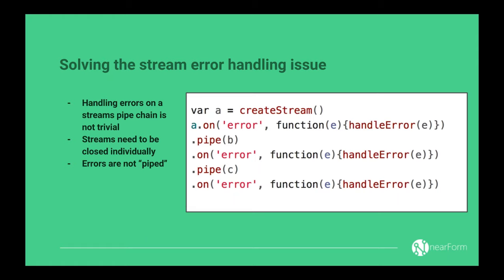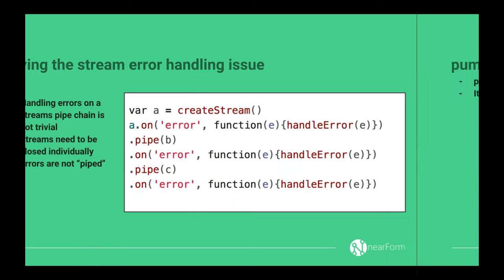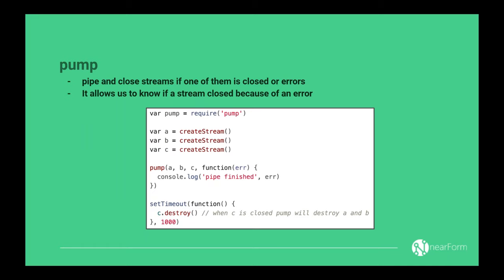propagated through your pipe. So as you can see here, in order to handle the error properly, we need to specify a function for every part of the pipeline. This behavior can be automated by using a library called pump. In fact, you should not use pipe at all in your code, unless you know what you're doing. You should use pump. If you use pump, whenever A, B, or C ends, all the others will end as well, and your function will be called.